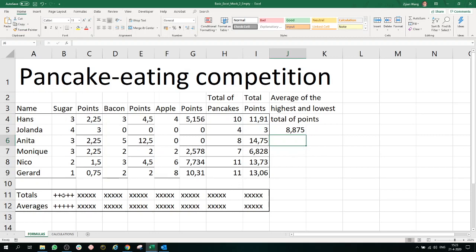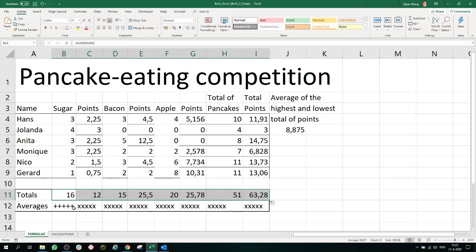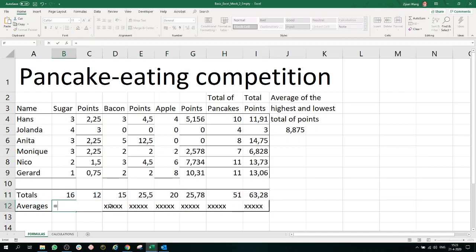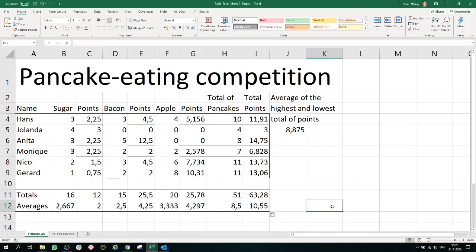And the last two are very easy. Totals, as you know, sum, and this is about the total number of these. And you can also use it for everything else. And the average, which is also the same range. And copy it. So we finished all these, and now we need to look at the formatting.